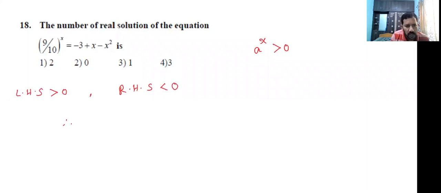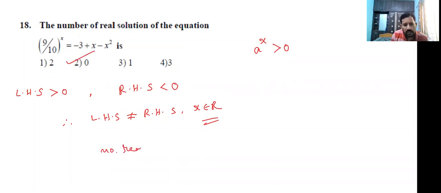So the left hand side is not equal to the right hand side for all real numbers. Any real number you can take, this cannot exist. So the number of real solutions is 0. There are no real solutions. Okay, students. Second option correct.